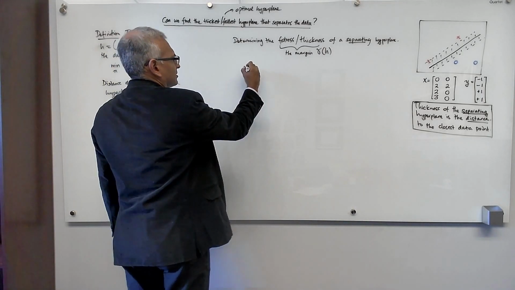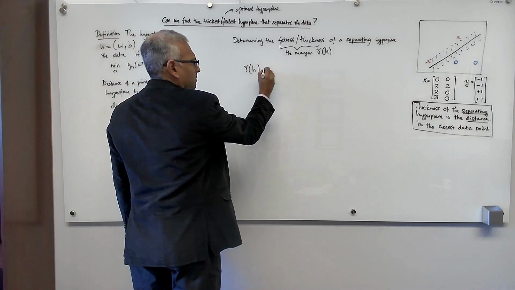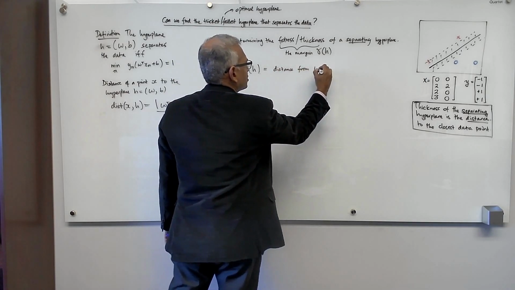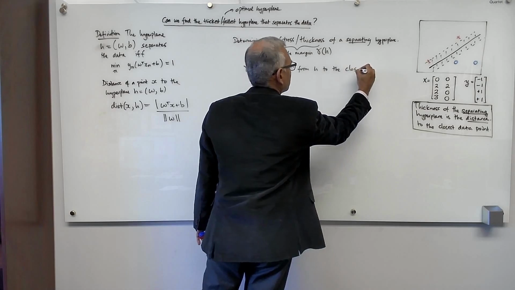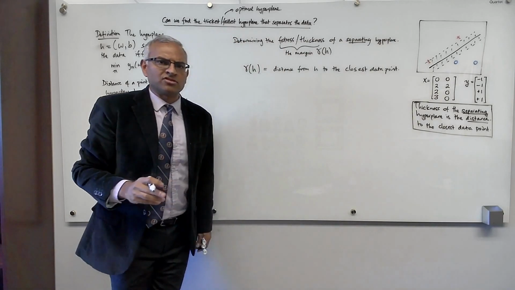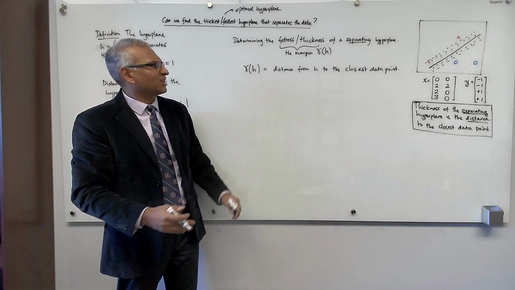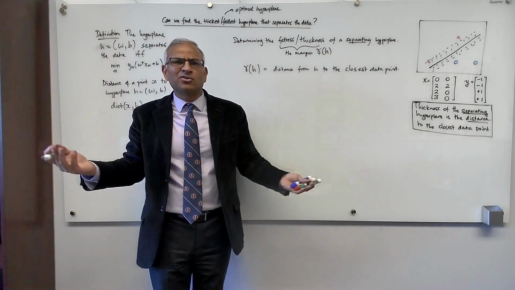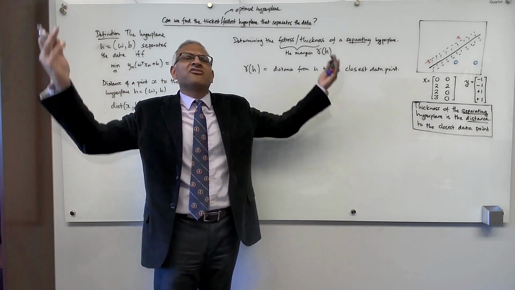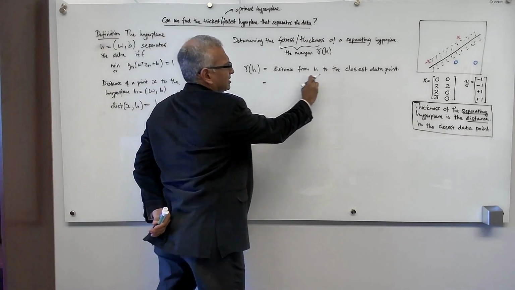So the margin, gamma of H, is equal to the distance from H to the closest data point. And that should jive with your intuition from that picture. You expand the cushion and you stop when you get to the closest data point, and that's the thickness. Well, it's twice that, but who cares about the factor of 2? Let's say we're finding the half distance, or the half thickness. Okay, so what is the distance to the closest data point?